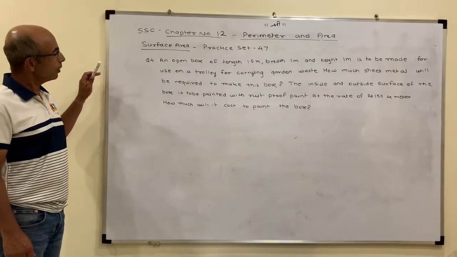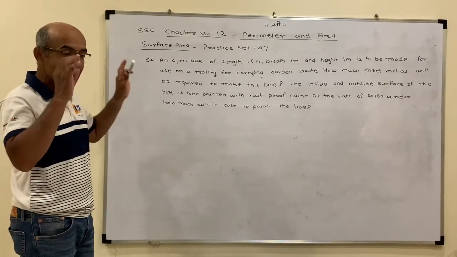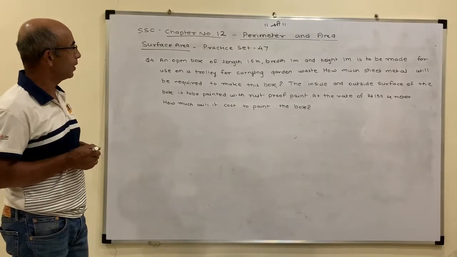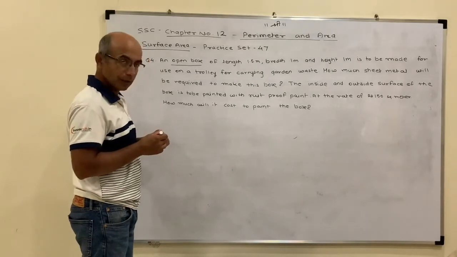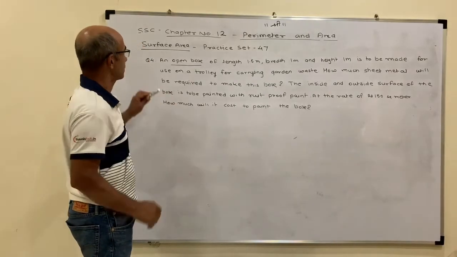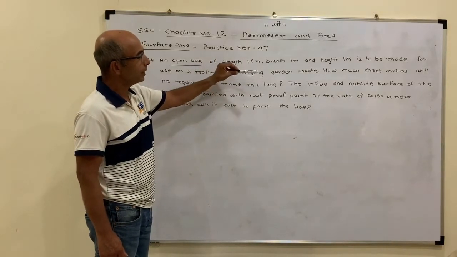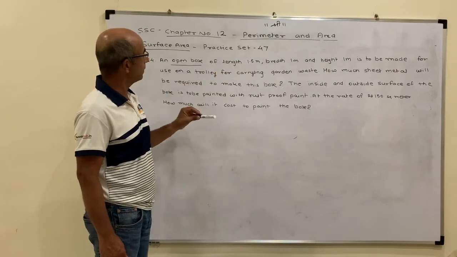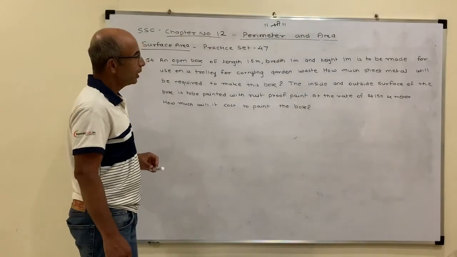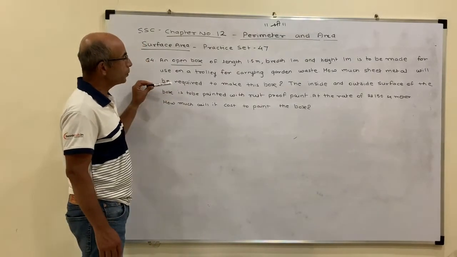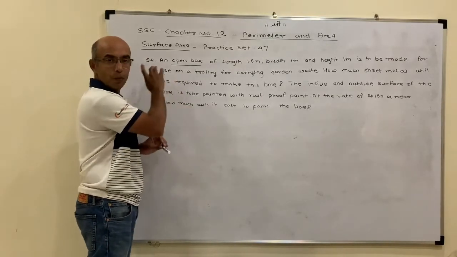So the question 4, what it says, that open box, you need to understand one thing. Certain things you need to highlight while reading the problem itself. What they say, open box. It's not a cuboid. It's not a closed box. It's an open box of length 1.5 meter, breadth 1 meter, and height 1 meter is to be made for use on trolley for carrying a garden waste. For how much sheet metal will be required to make this box? So first we need to find how much the sheet metal required to make this box.